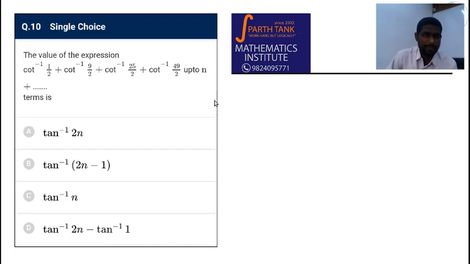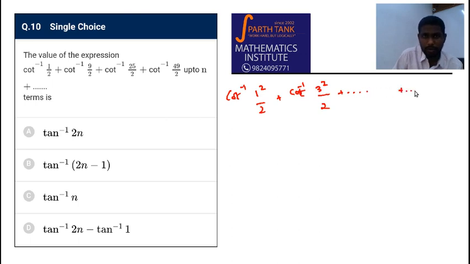Question number 10. Cot inverse of 1 by 2, cot inverse of 9 by 2, cot inverse of 25 by 2. You see, all these are square terms, right? Cot inverse of 1 squared by 2, cot inverse of 3 squared by 2, then 5 squared by 2, and so on. Up to the nth term would therefore be the nth odd number, 2n minus 1 the whole squared on 2. What can we say about this?